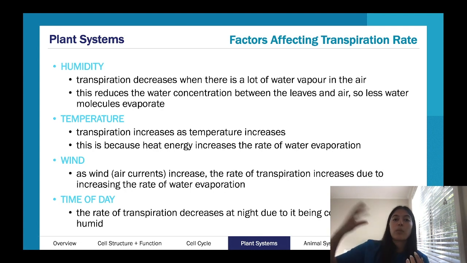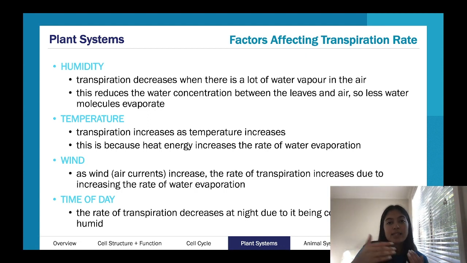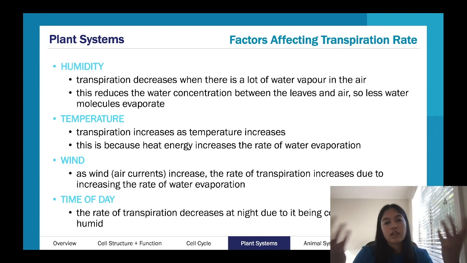If it's humid, you're thinking more water in the air. There's no reason why water will want to leave the plant, so transpiration decreases. You have less of it pulling up the plant and coming out. Temperature: as temperature increases, as it gets hotter, so we're not thinking of humid hot, but just as the temperature increases, you're going to have transpiration increasing, because think of evaporation.